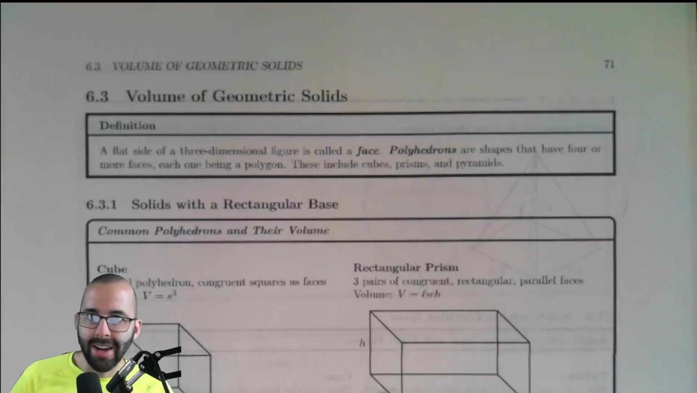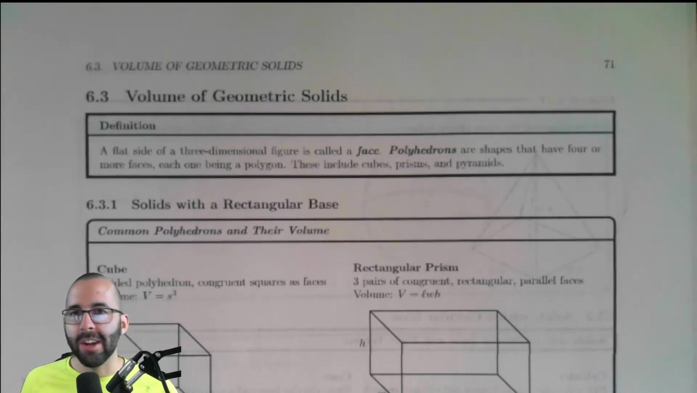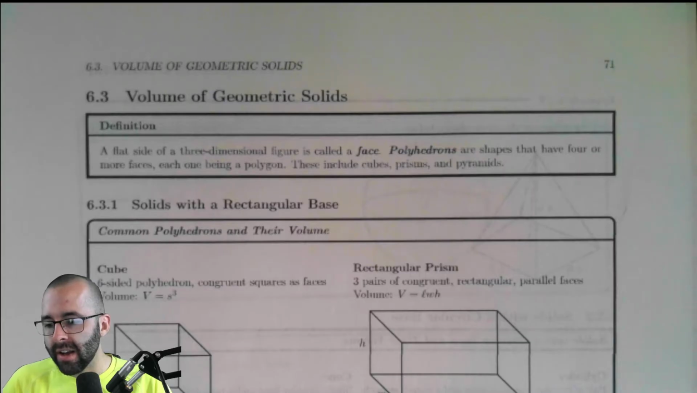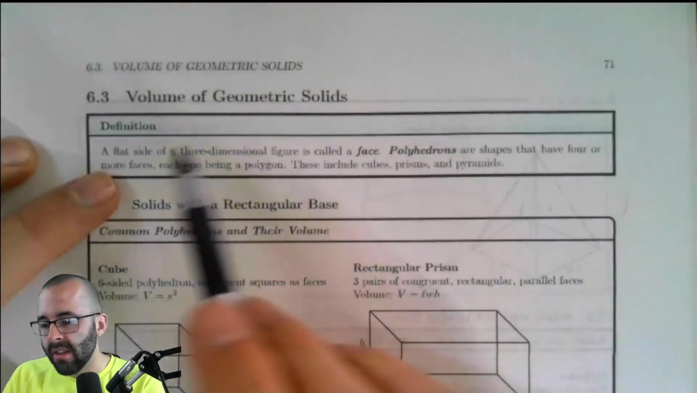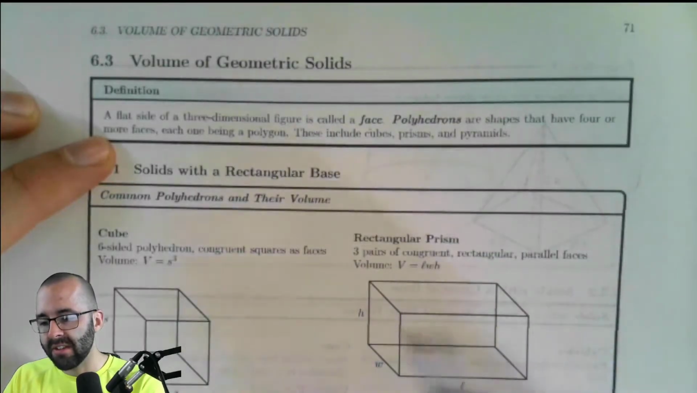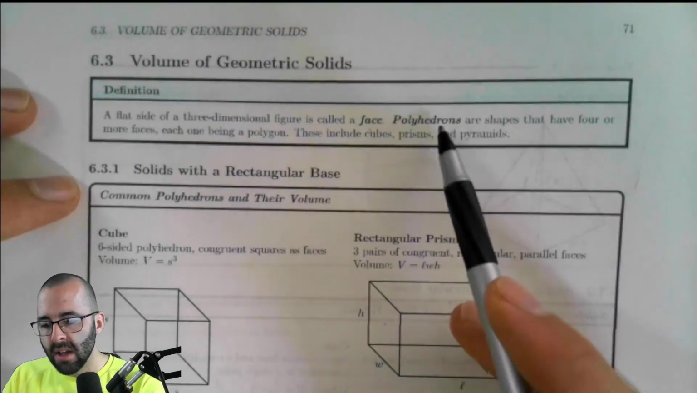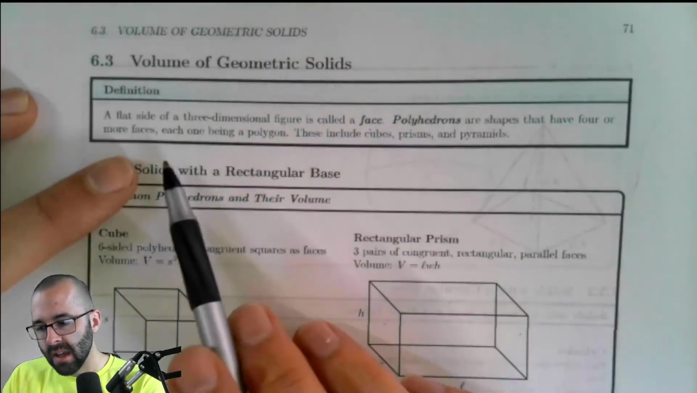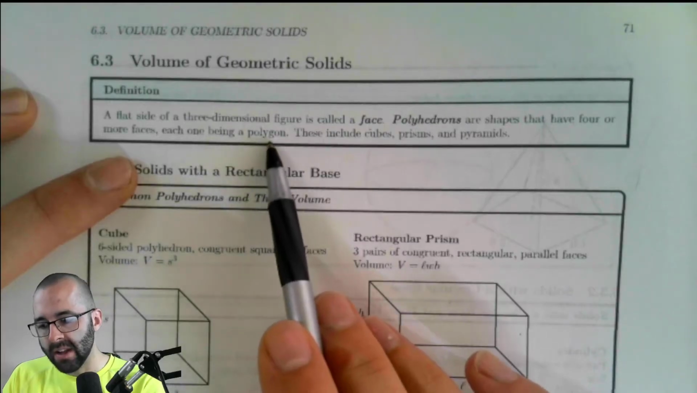It's volume time, okay? Now we're gonna start talking about three-dimensional solids. So if we're looking at a figure, then a flat side is called a face. Okay, so there's a face on this side, the top is a face, the bottom is a face. Polyhedrons are shapes that have 4 or more faces, and each one being a polygon.